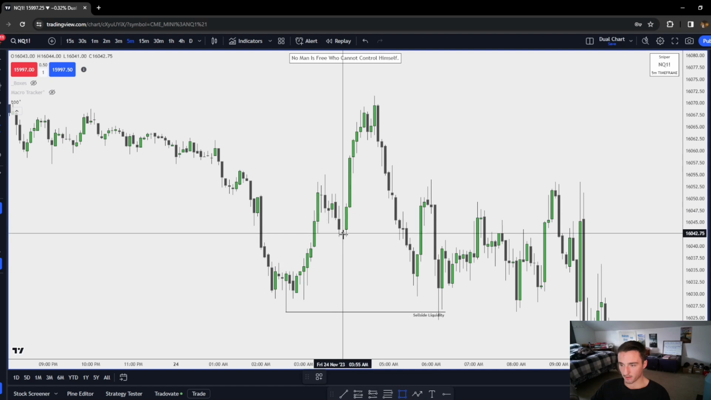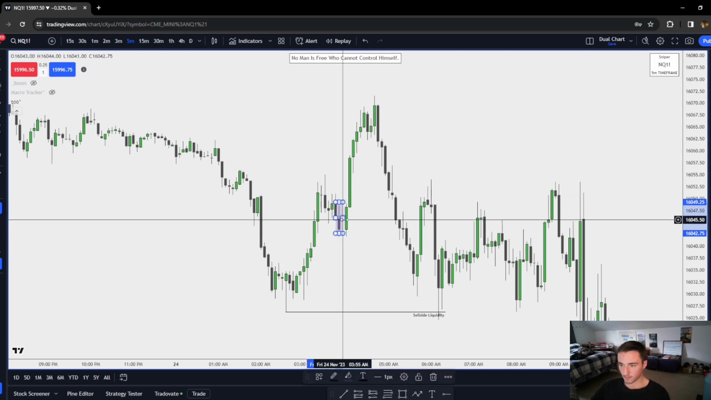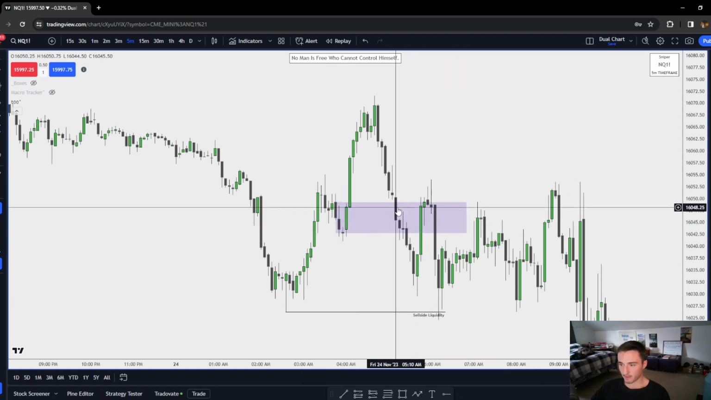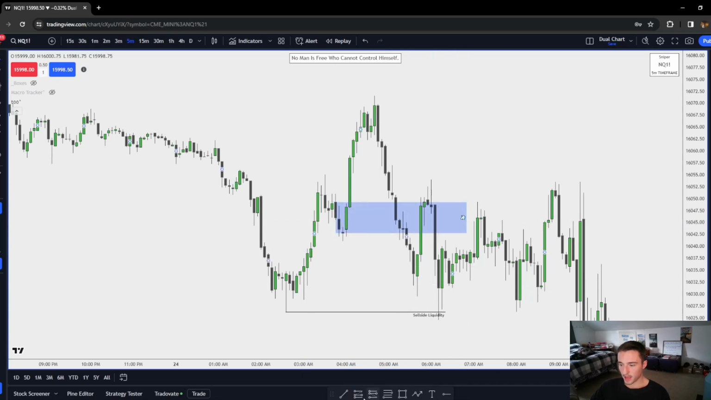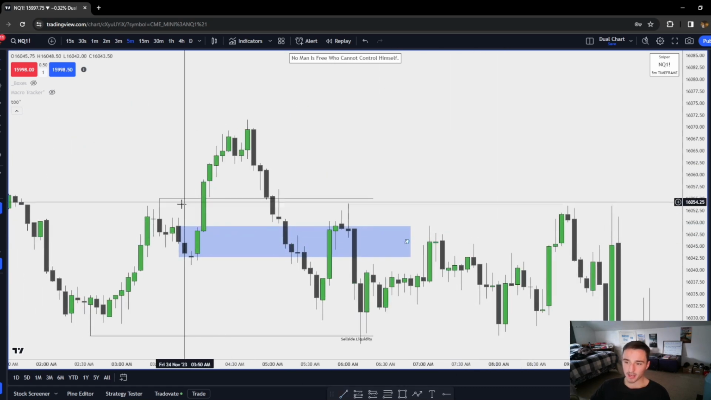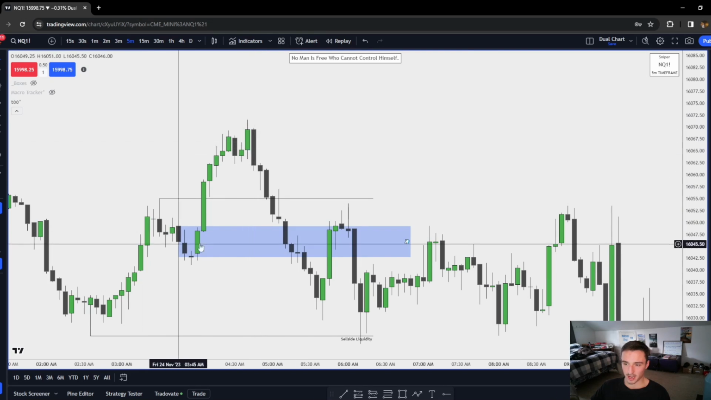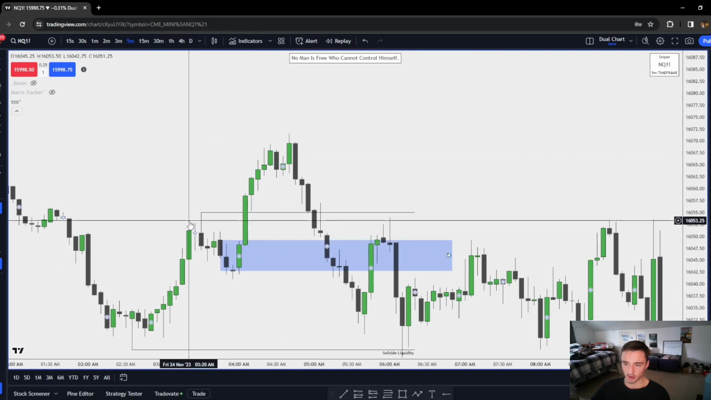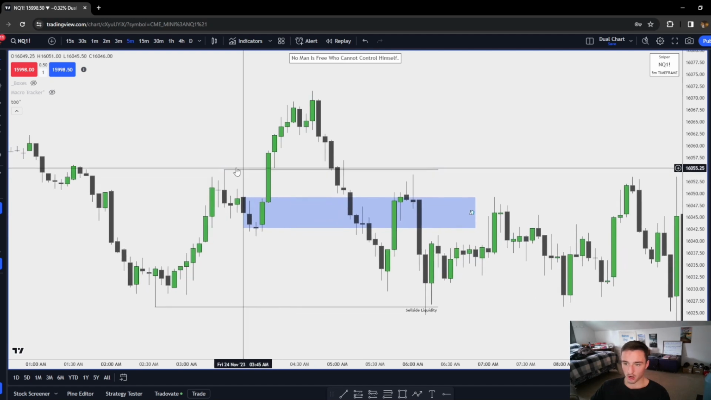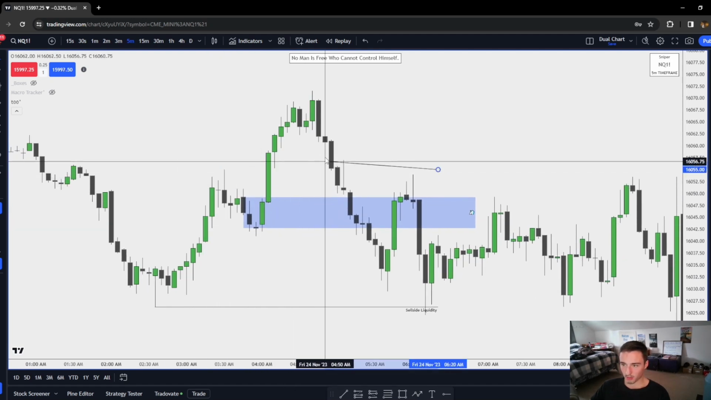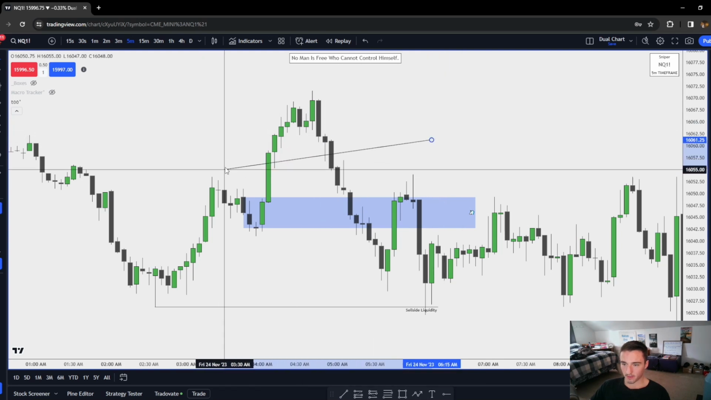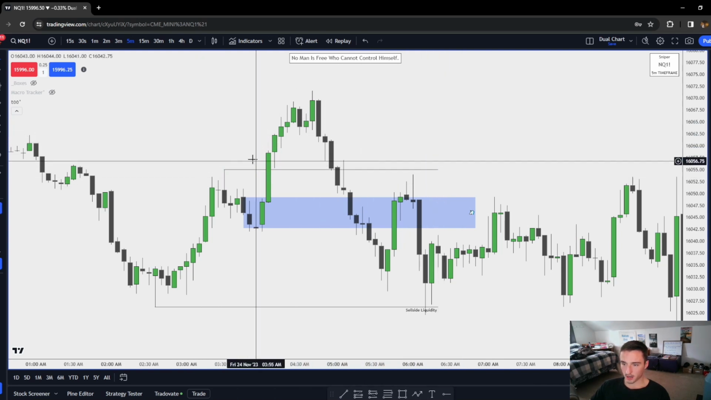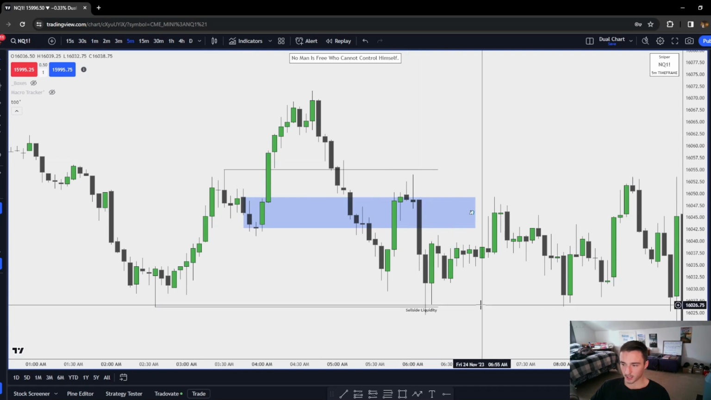So now we have breaker plus fair value gap right here. So now we have a unicorn setup, and price should not breach this high. And it may, because this high is pretty far from this high. So if you see that, usually price could trade through this. So in this example, I would probably have my stop above here, right around here. But if we take a look, price does not trade above this high before we hit that sell side objective down here.